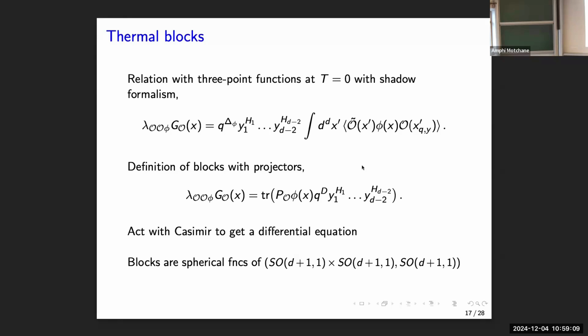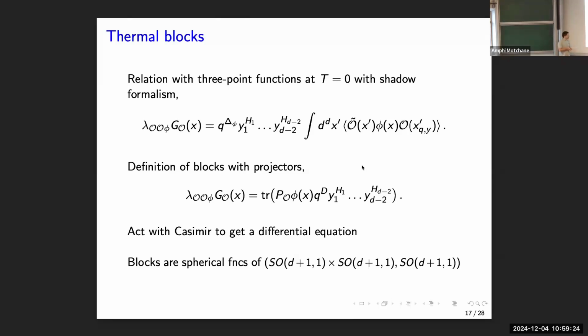I will put the Casimir inside this trace, and then I will just manipulate. I will act on the left first and then on the right, and this will give me some non-trivial differential equation. It is the same step as we can do in the previous case.